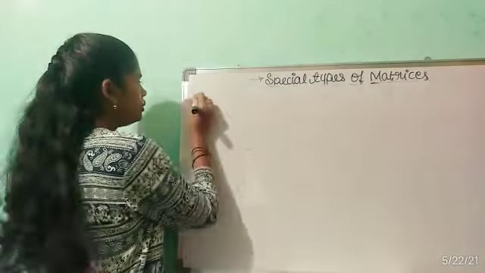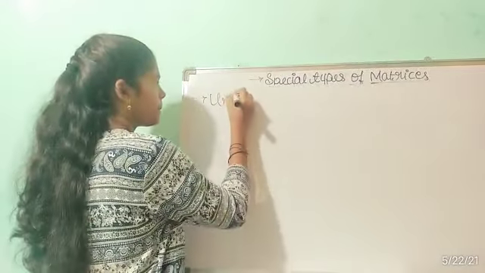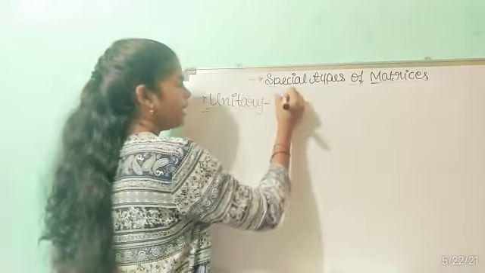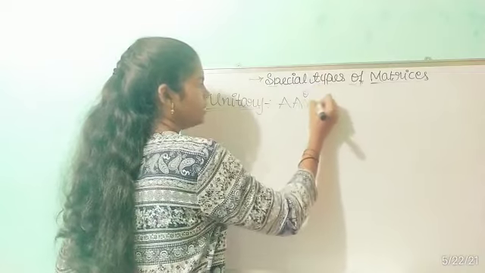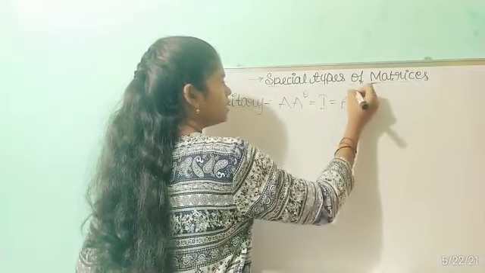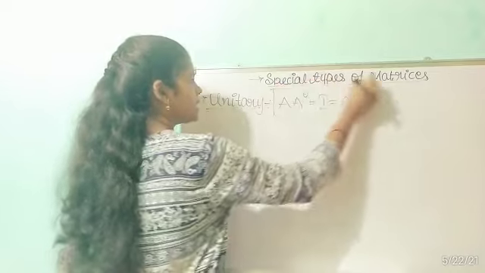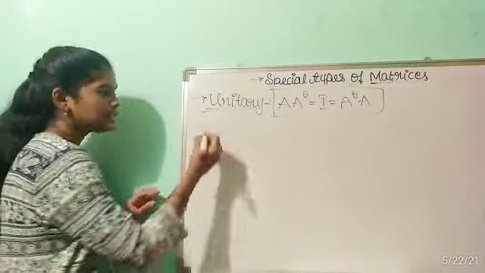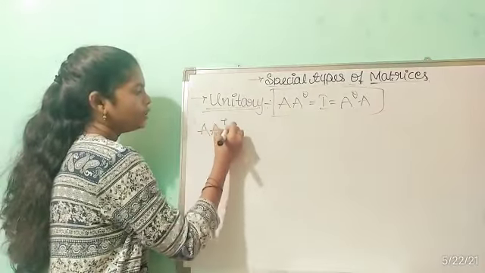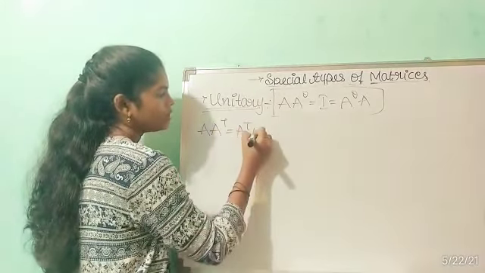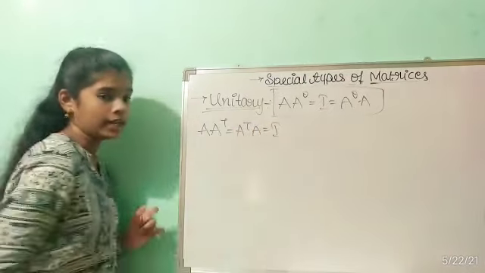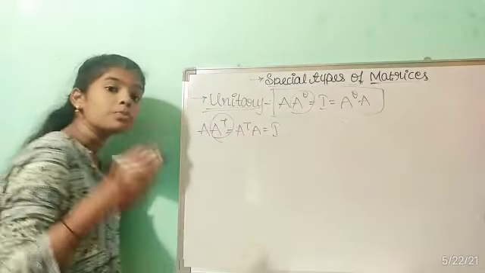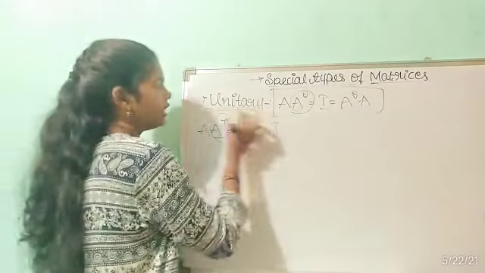Moving on to the next, the unitary matrix. Unitary matrix is nothing but A into A theta is equal to I, or A bar theta into A. This is the condition. Don't you find it's quite similar to the orthogonal matrix? An orthogonal matrix is nothing but A into A transpose, or A transpose into A, equal to I. Here, instead of transpose, we are using the transpose conjugate in the unitary matrix.